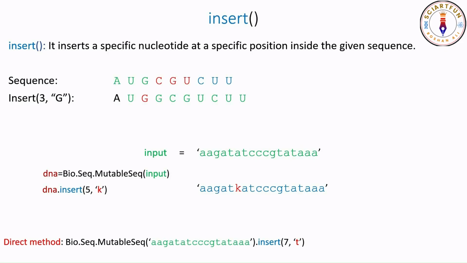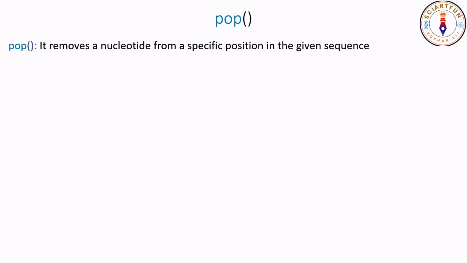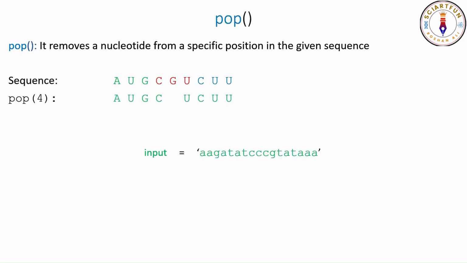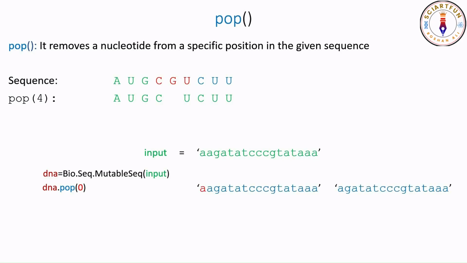What if you want to remove a nucleotide from your sequence? You have to use the pop method. Pop method requires a single argument. You need to mention the position of the nucleotide you want to remove. Pop(4) will remove the nucleotide from the 4th position. Pop(0) will remove the first nucleotide. Pop(-1) will remove the terminal nucleotide.